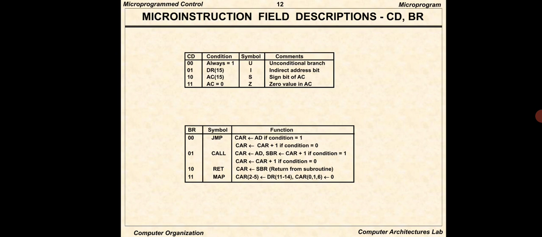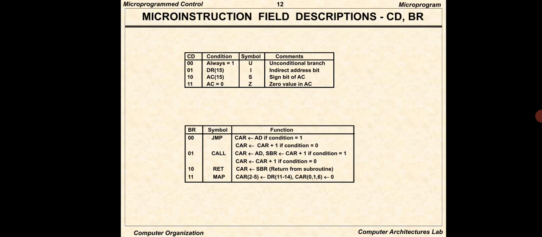By these 4 combinations, how many conditions am I going to generate? These are the 4 different conditions which we are going to generate. The conditions are your unconditional branch instruction. Second is your indirect addressing. The third condition is your sign. And the fourth condition is your zero. So what is the condition? Always equal to 1. If the CD value is 0, 0, then it is an unconditional branch instruction.